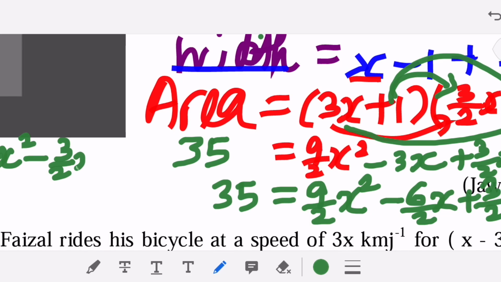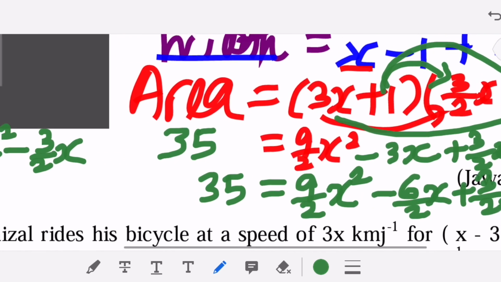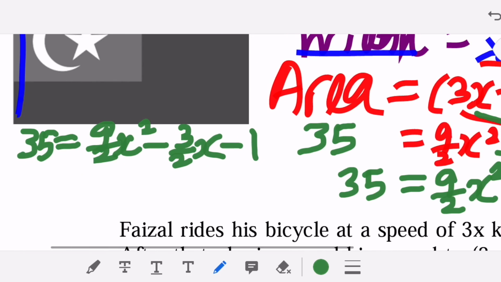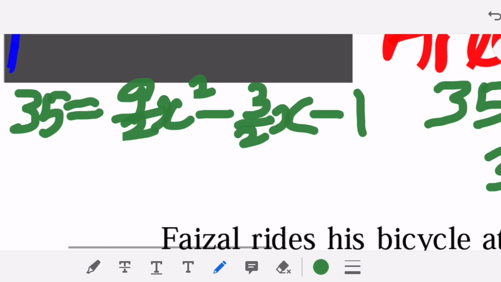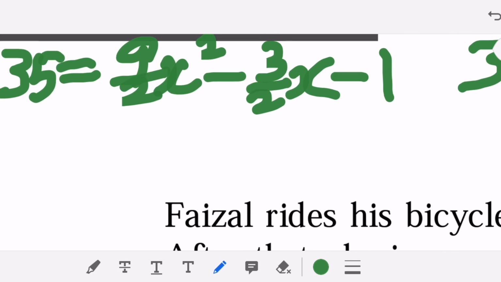So now if you simplify, you will get negative 3 over 2x, right? You have minus 1, right? And minus 35, right? So you should have minus 36, right? So minus 1 later when you simplify. Okay, now we have 35. So now we will bring 35 to the right hand side.